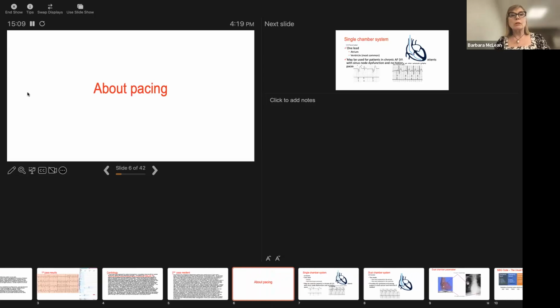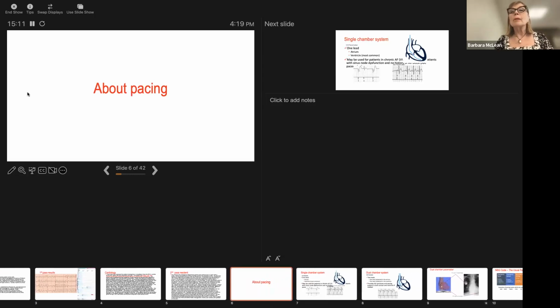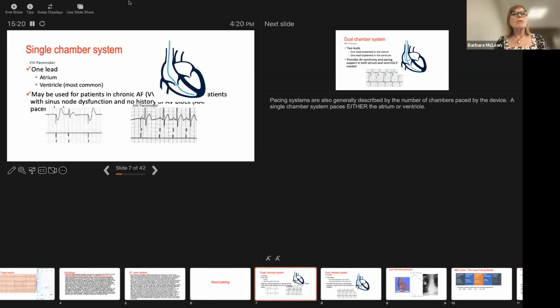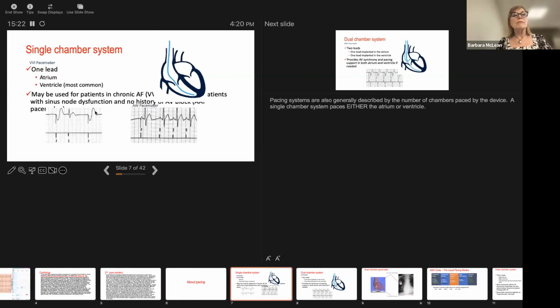And then I just want to talk a little bit about pacing, and I mean a little bit, because pacemaker therapy and intervention and evaluation is a really long talk. But I just want to remind you that most of the time, most of us are used to looking at single chamber systems. That means there's one electrode either in the atrium or in the ventricle, not in both. That's a dual chamber system.